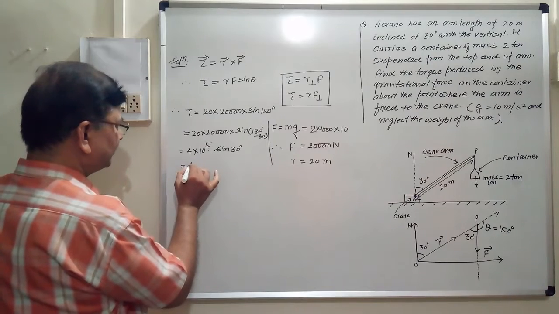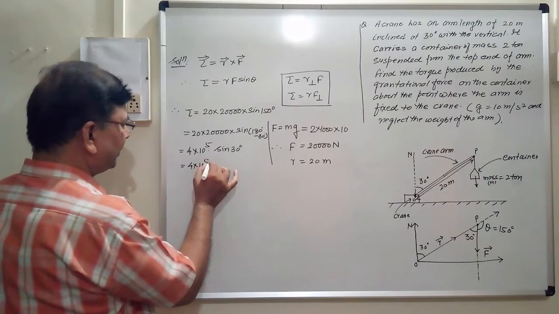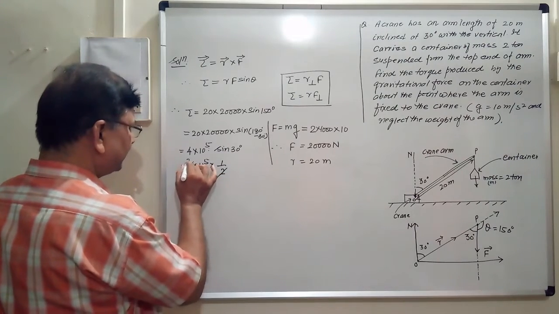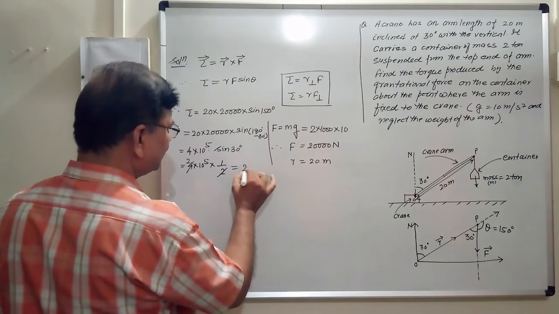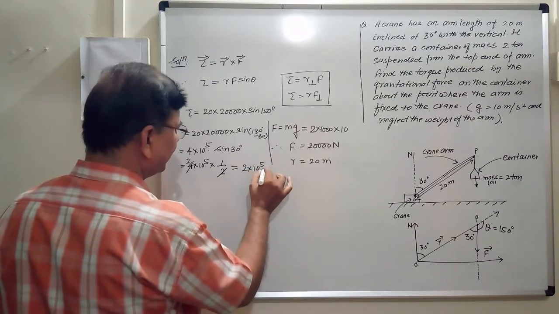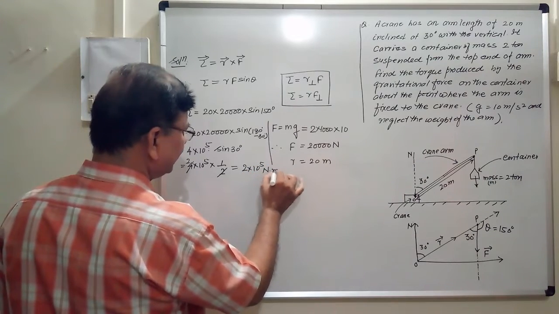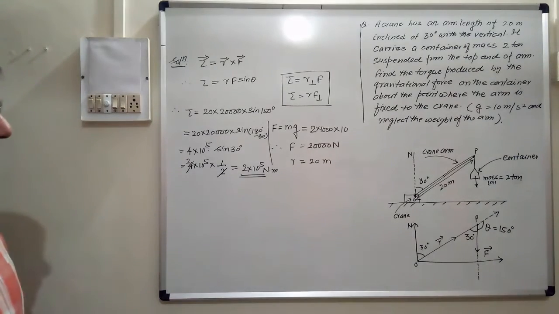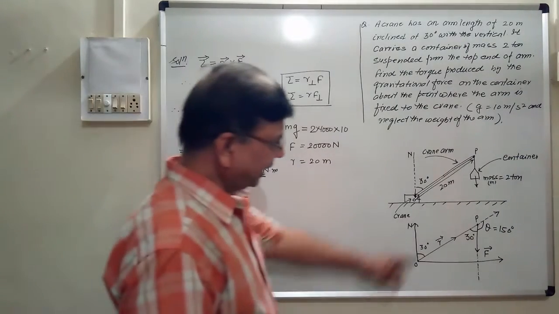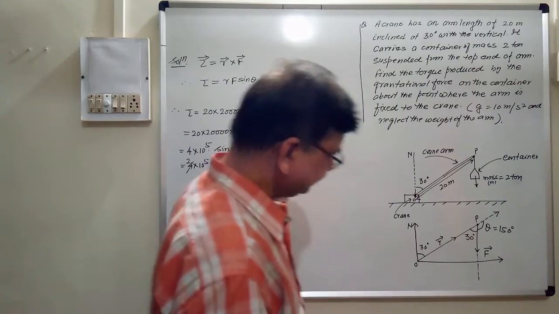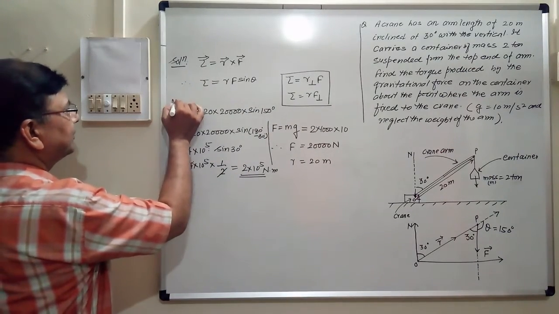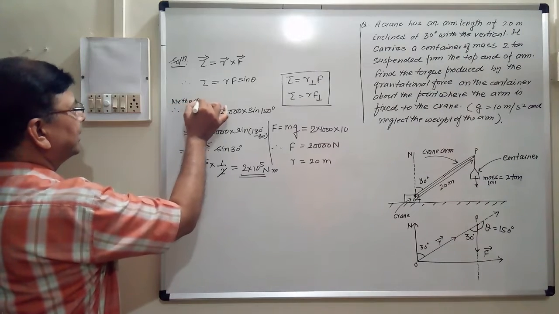So that is 4 into 10 to the power 5, and sine 30 is 1 by 2. So 2 and 2 times, that is equal to 2 into 10 to the power 5 Newton meter. This is the answer. This much torque is acting on the arm about this point. This is the first method, method 1.